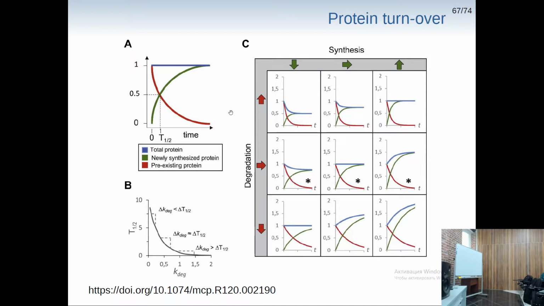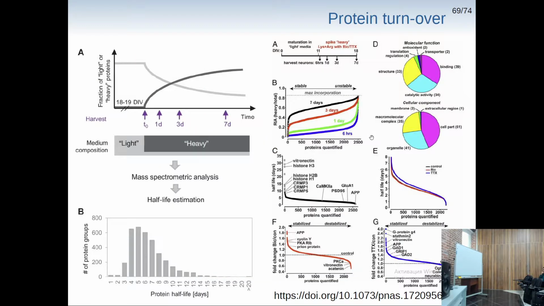And what can happen, as you can see here, is that degradation can be higher or lower, or stay the same, and synthesis can be lower or higher, or stay the same. And getting just this point will answer the question what will happen later with our cell and what is going to happen, right? So, how can we do this?